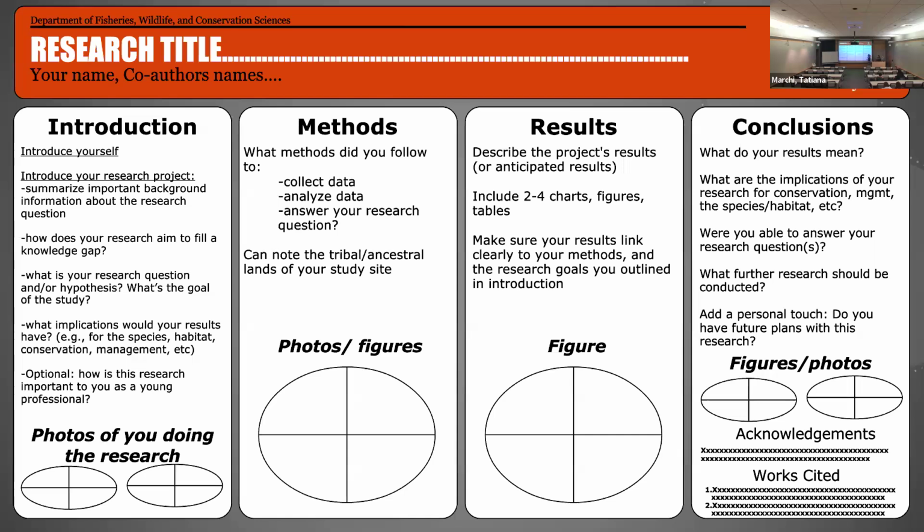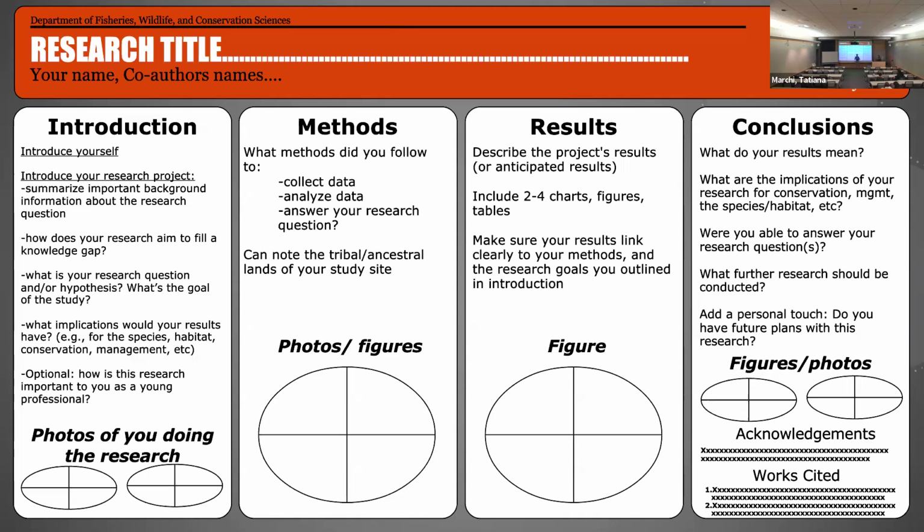Now, this is a very rough research template. So you've got your title at the very beginning, and you've got your introduction. You want to have photos, but in the introduction, you want to summarize what the project is, why it's important, what knowledge gap it fills, and what your specific research question or hypothesis is, and then goals of the study, and implications of the research results.